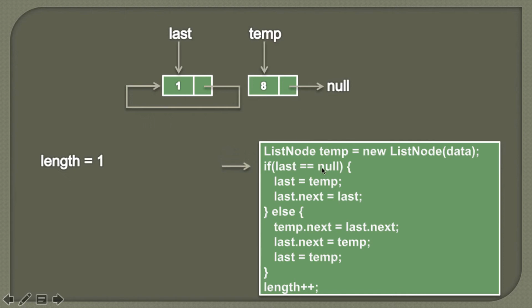So we check whether last is equal to null or not. Now the last is pointing to one node, therefore it's not equal to null. Therefore the condition in the if block comes out to be false. So the else part will be executed.